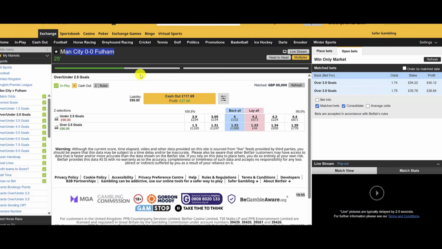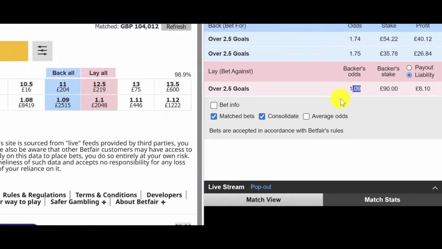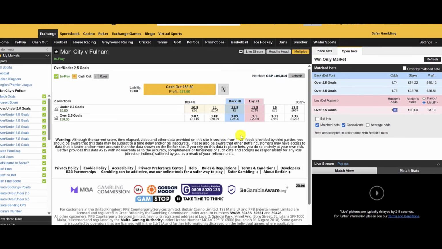Man City 1, Fulham 0. Almost got caught out by that. 30 minutes on the clock. It is now Man City 2, Fulham 0, and I just laid off the over 2.5 goals. So obviously we had £90 of risk. I just laid that off at 1.09. It wasn't recording, but anyway, here we are. So that's giving us a £58 of free bet on over 2.5 goals.